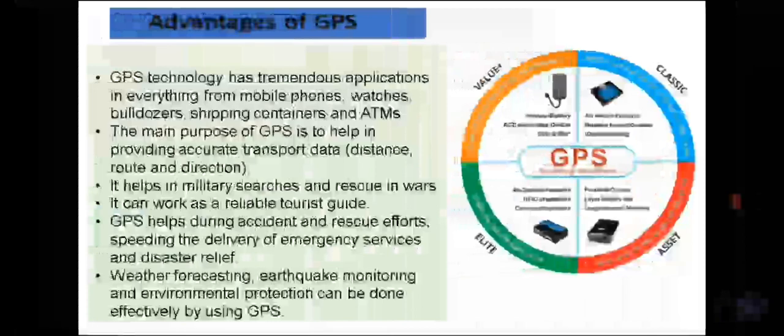Advantages of GPS: GPS technology has tremendous applications in everything from mobile phones, watches, bulldozers, shipping containers, and ATMs. The main purpose of GPS is to help in providing accurate transport data, that is the distance, route, and direction. It helps in military search and rescue in war. It can work as a reliable tourist guide.